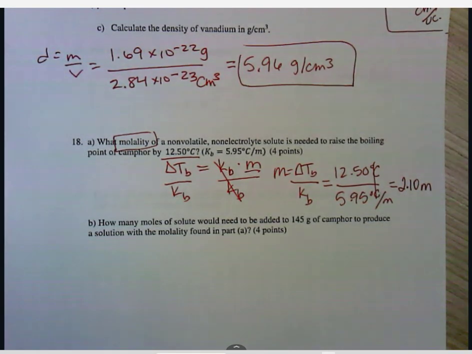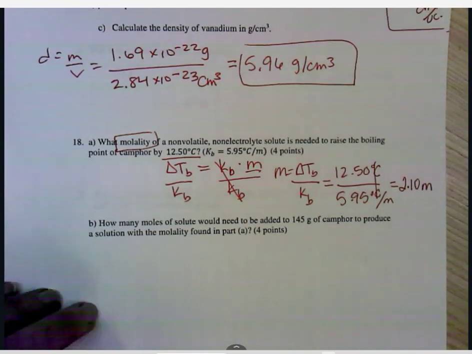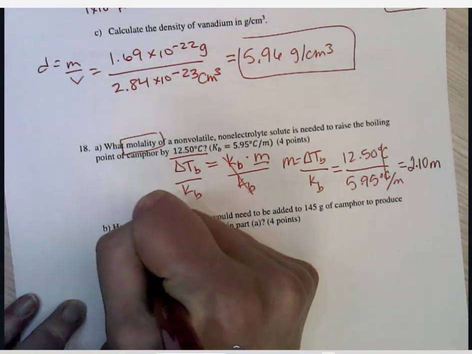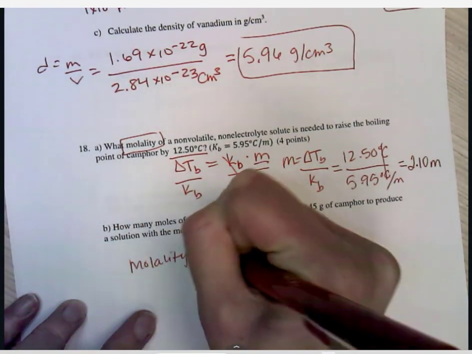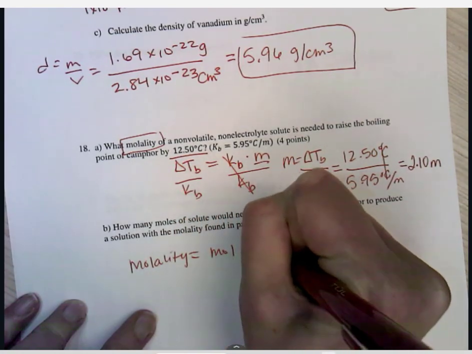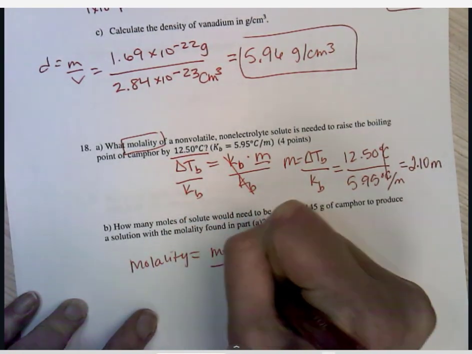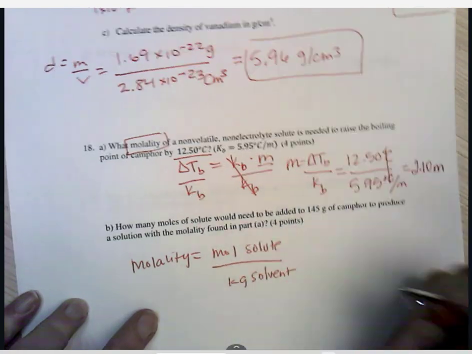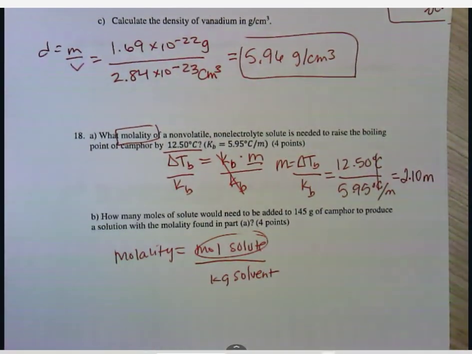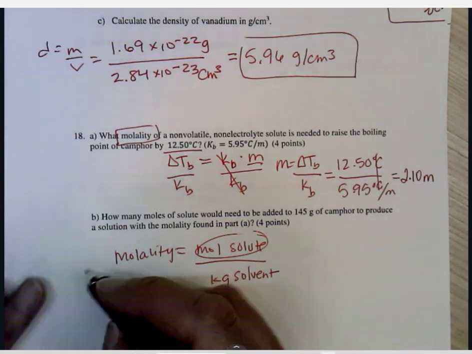All right, how many moles of solute would I need to add to 145 grams of chemophore to produce the solution with the molality found in part A? So molality equals moles of solute divided by kilograms of solvent. And this time moles of solute is my unknown, so I guess I'll just solve again. I'm going to cross multiply.